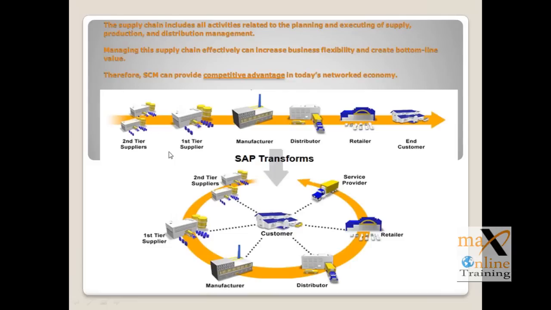And in the supply flow, the suppliers or vendors supply the components to the manufacturer, and the manufacturer will produce it and send it to the distributor, and the distributor will send it to the retailer, and then finally it goes to the end customer. So normally this is the supply flow in supply chain management. Correct, Ravindra? Yeah.